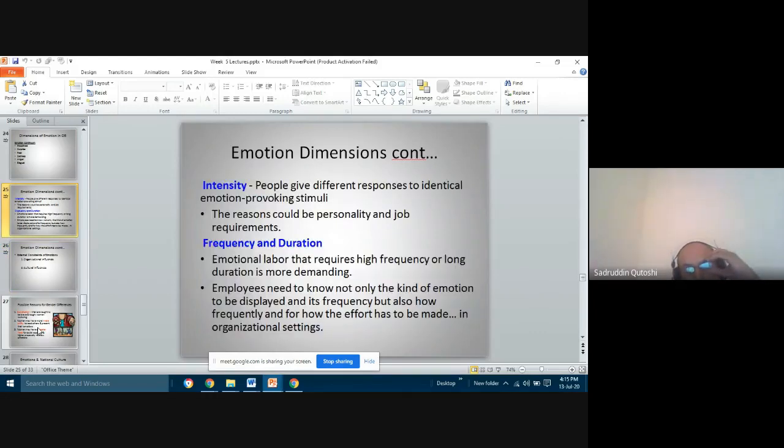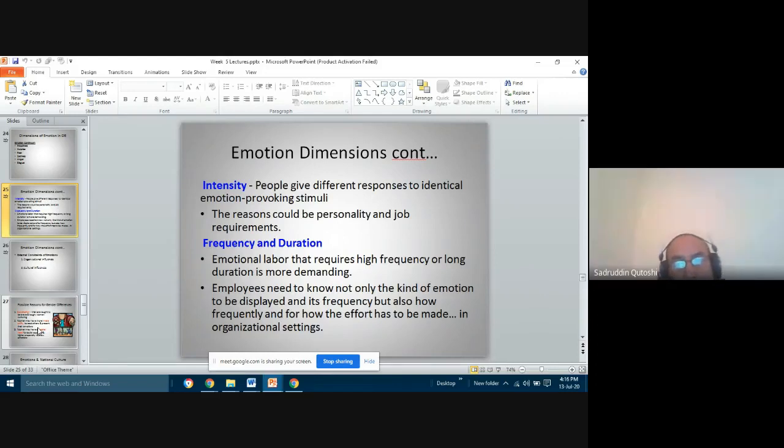In the same way, the frequency and duration. This is also very important to understand: for how long and how frequently. Frequency means how frequently, and duration means for how long your emotional level remains there. An emotional level that requires high frequency or long duration is more demanding. For example, if a person has a high frequency and long duration of this emotional level, that is something you as a manager need to understand, so how to avoid it, how to make that thing cool and calm.